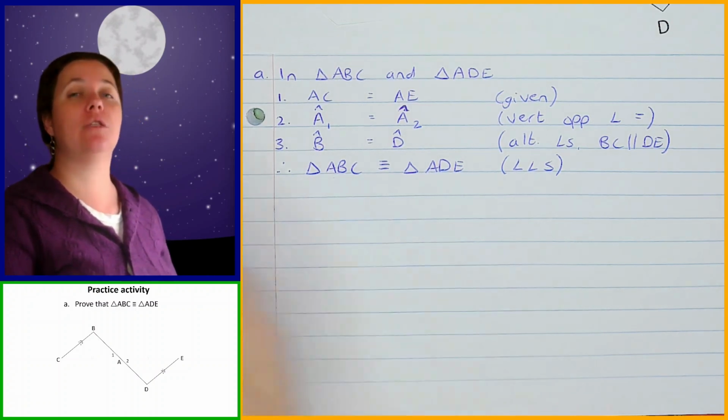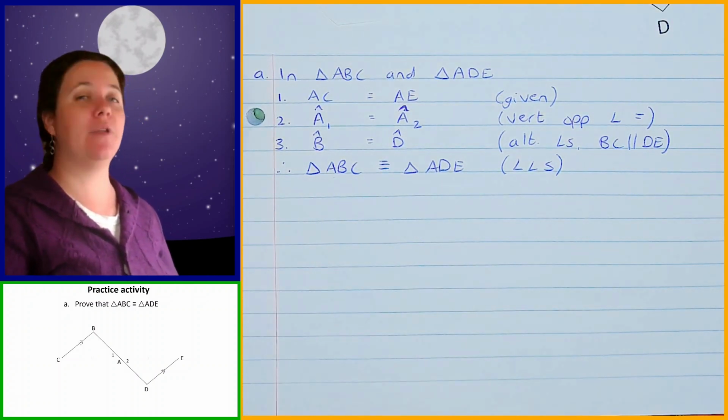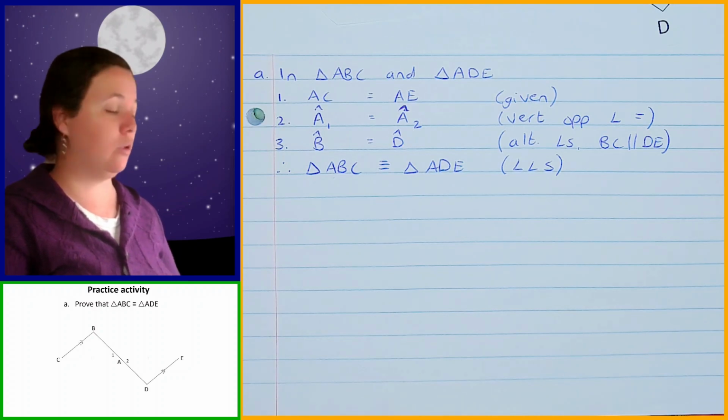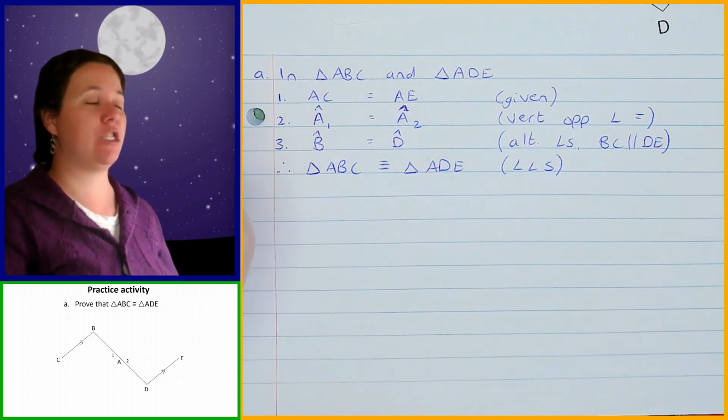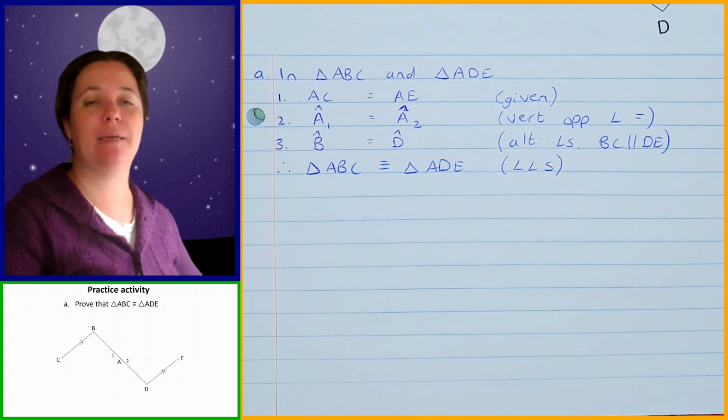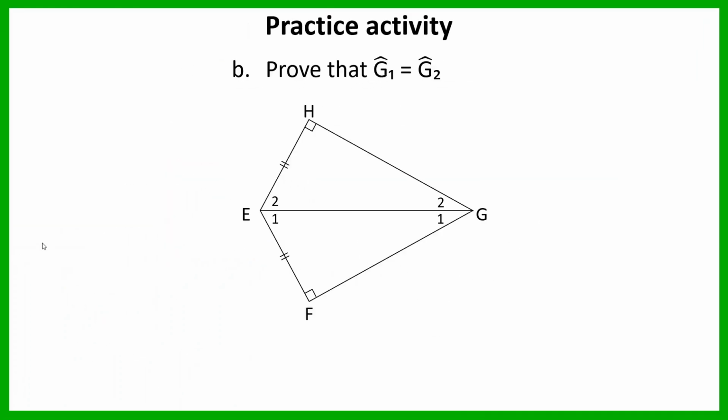They didn't ask me to do anything else. They didn't ask me to prove that any sides were equal or any angles were equal. So now I'm done with that question. Okay, now we're going to go on to question B. In question B, you have to prove that angle G1 is equal to angle G2. I'm going to give you 2 minutes for this question as well.